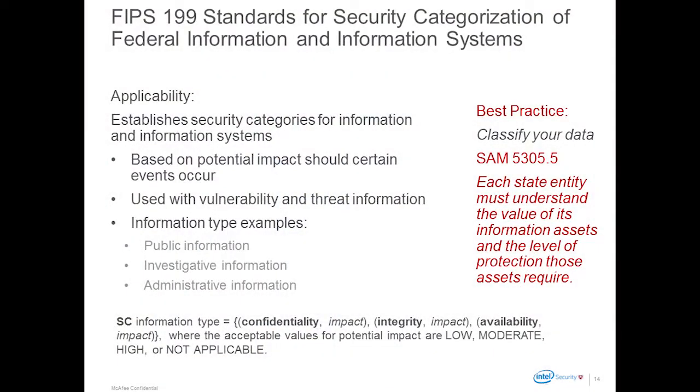The first, FIPS 199, allows you to help classify through security categories the data and information that a system will process based on its confidentiality, integrity, availability, and the impact if that data or system was not available or was unintentionally or intentionally disclosed. Each state entity must understand the value of the information systems and the level of protection those systems require. That includes data assets.